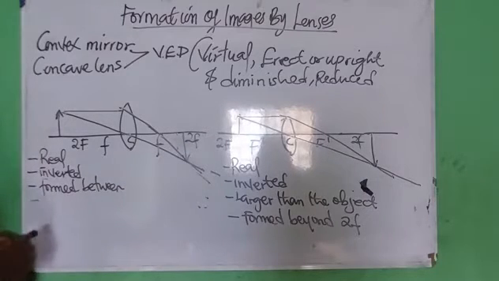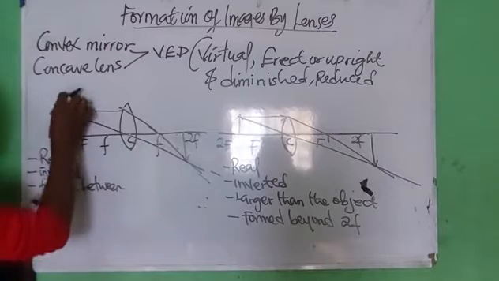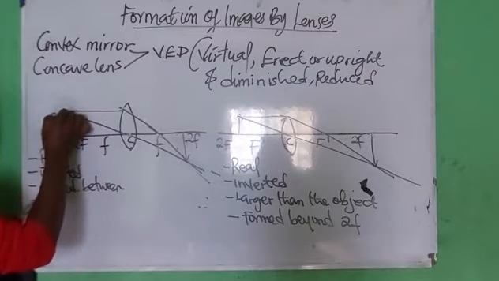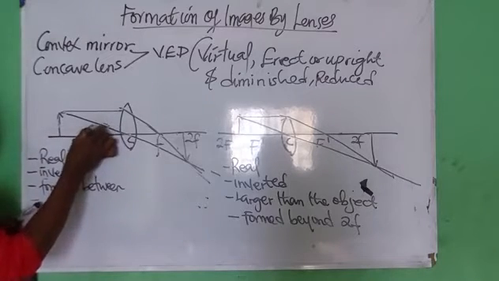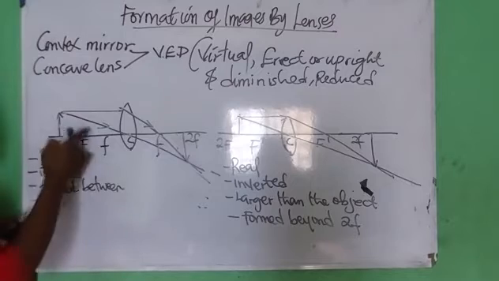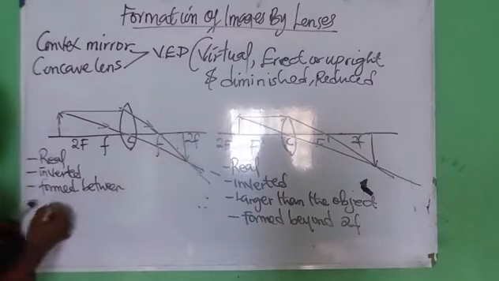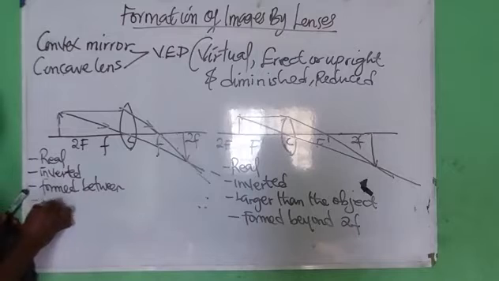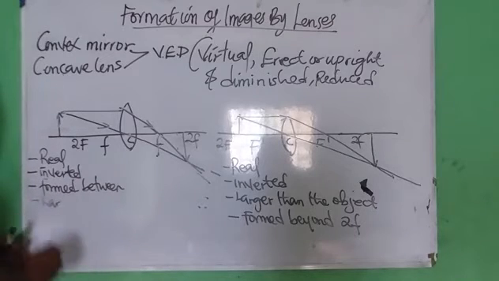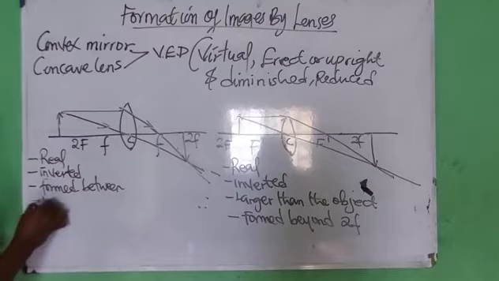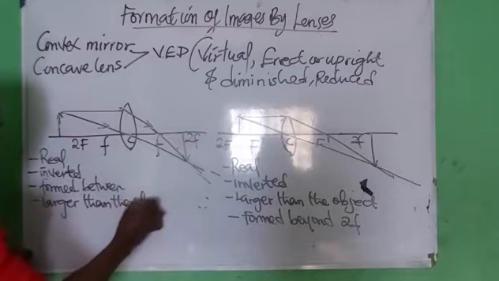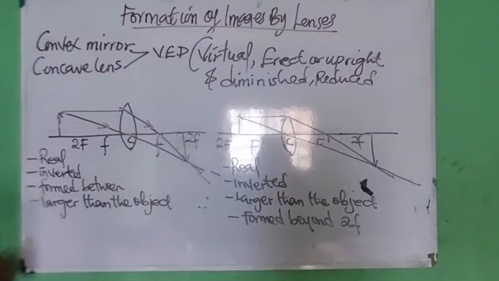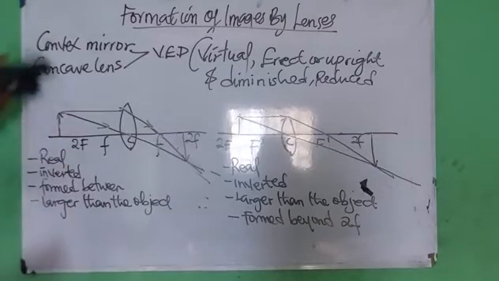So what will you observe? You will observe that this image is actually larger than the object. Alright, larger than. Don't forget the arrow. This one is coming this way and this one going down, so they'll meet at this region. So larger than the object. That is when an object is placed beyond 2f.